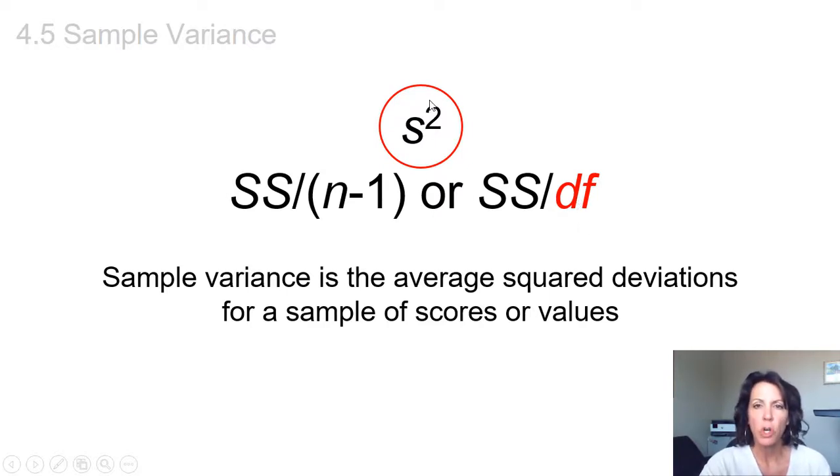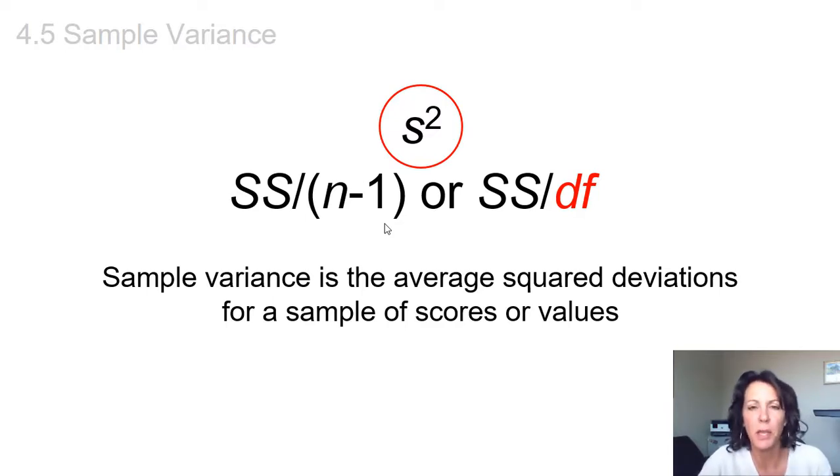So how do I interpret this sample variance? It's the average squared deviations for a sample of scores or values. Remember, we're talking about squared deviations with variance. But what I like to say is this is an estimation of the population variance, because this is not the actual variance of the sample, because we're using n-1, but rather we're saying that this is an estimation of what the population variance would be based on this little sample that we have right in front of us.